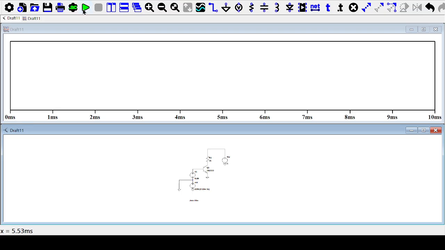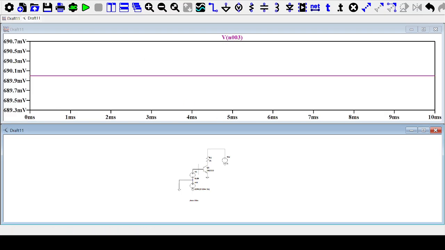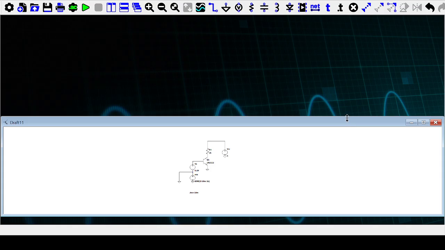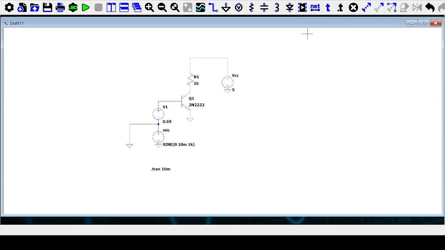Now if I run and look at the input voltage, it is just the bias point, currently at 0.69. So that confirms that indeed the microphone doesn't exist. We could have just deleted it, but there's no harm in learning new things.